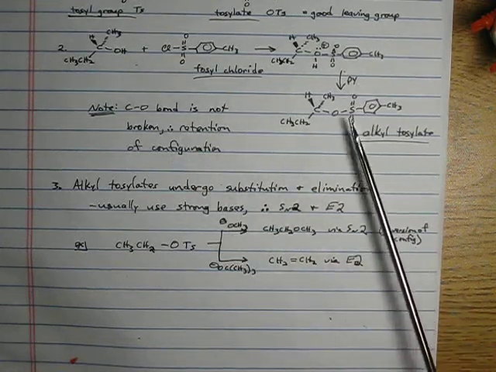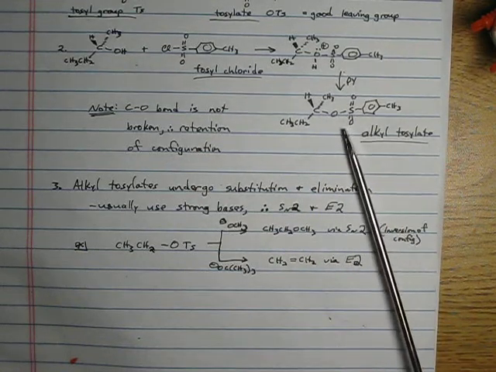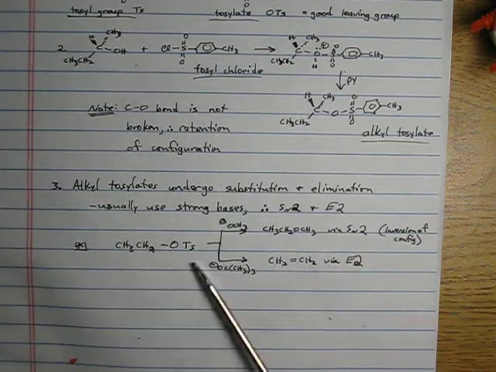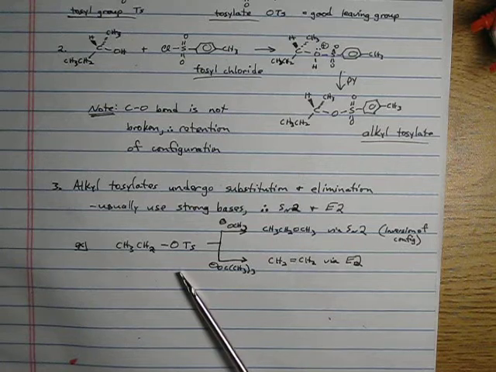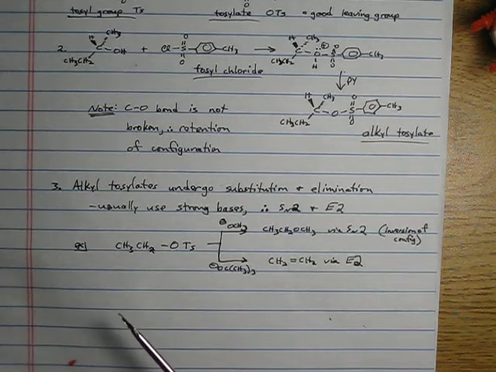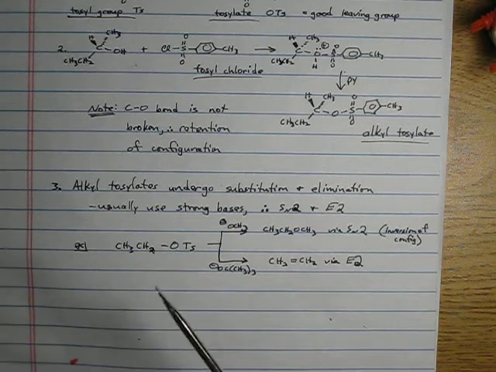This is a base, so if you add acid to this tosylate, it'll go back to this thing, which will go back to here. So you're going to want to run this under basic conditions, which means SN2, E2 conditions, because basic conditions means strong nucleophile conditions.